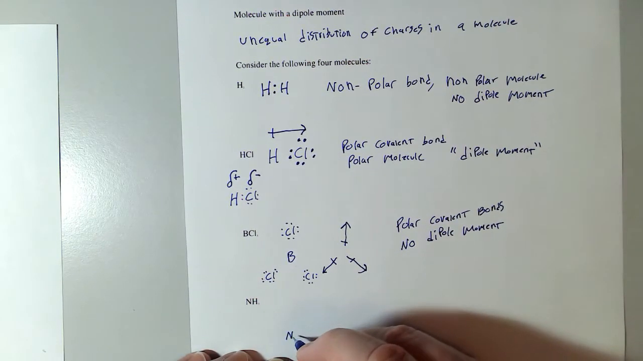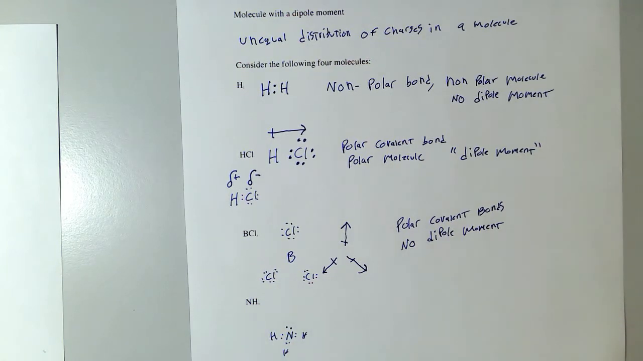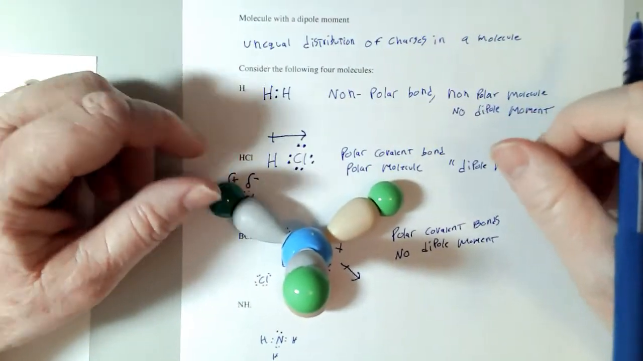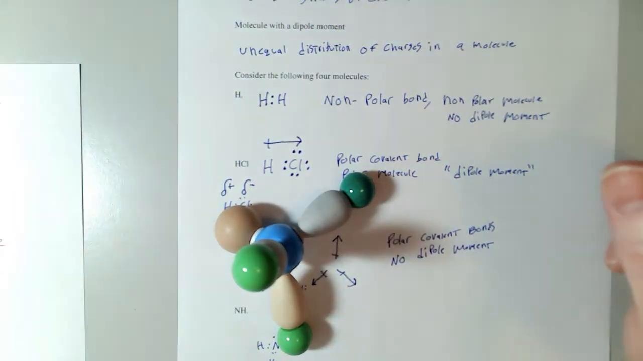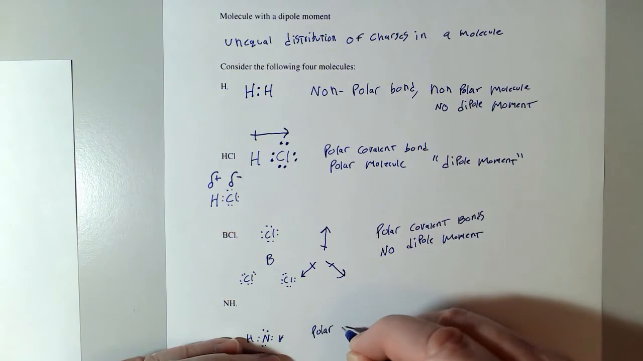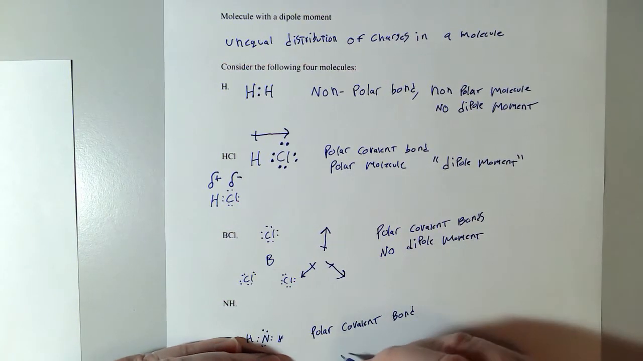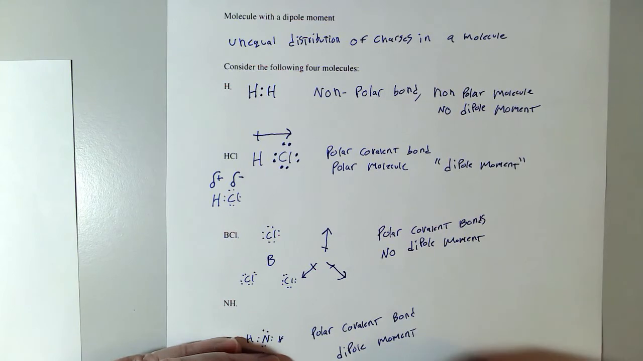Now, ammonia, NH3. The nitrogen's more electronegative, and it has a lone pair. That looks more like this. It's important to notice that it's not a symmetric molecule. If I turn it around, you can see the difference right away. So because of that, we know it has a polar covalent bond, that's the difference in electronegativities, and a dipole moment. Or we also say that it is a polar molecule.